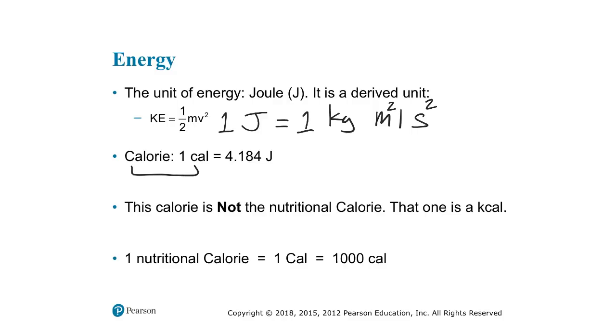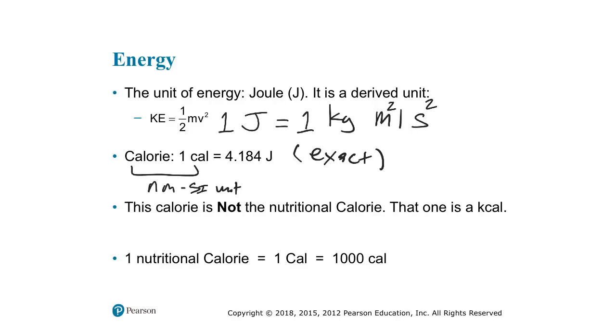Now the calorie is a non-SI unit. Now it's commonly used. The calorie is actually defined as the amount of heat it takes to raise the temperature of 1 gram of water by 1 Kelvin or 1 degree C. And so that works out to be in joules 4.184 joules. Now this is an exact conversion. And I point that out so that you don't wonder, is that 4.184 rounded off of some larger conversion factor? No, that's the exact conversion factor.